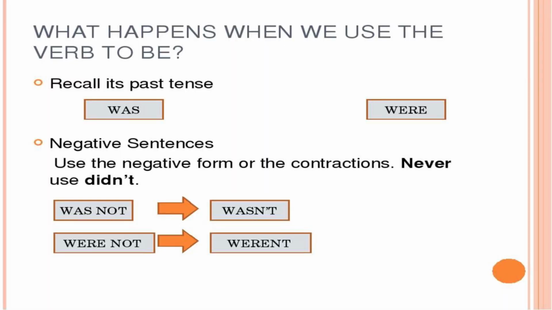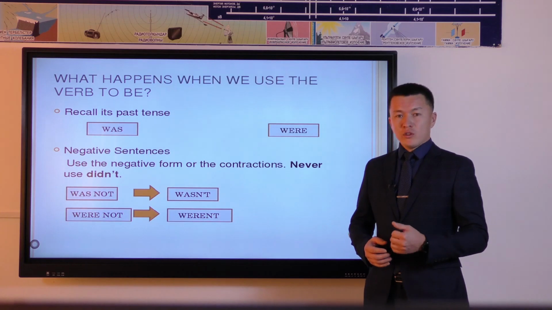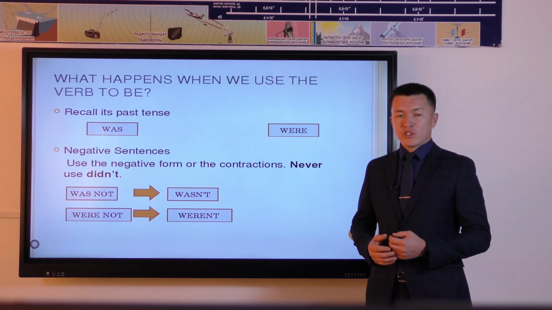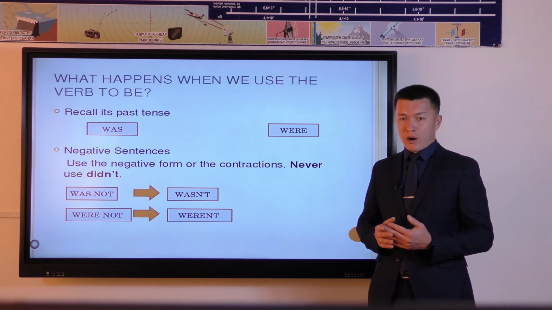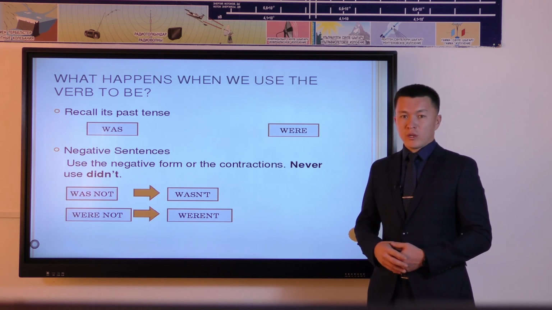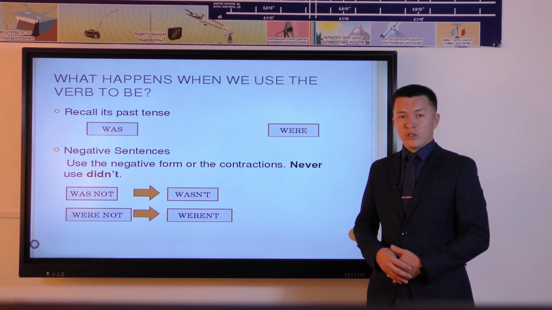Except for the auxiliary verb did, we also have the verb to be. As you know, in the present simple, we have three forms of the verb to be: am, is, and are. And in the past simple tense, we have two: was and were. Was we use with a singular noun, and were with a plural noun.